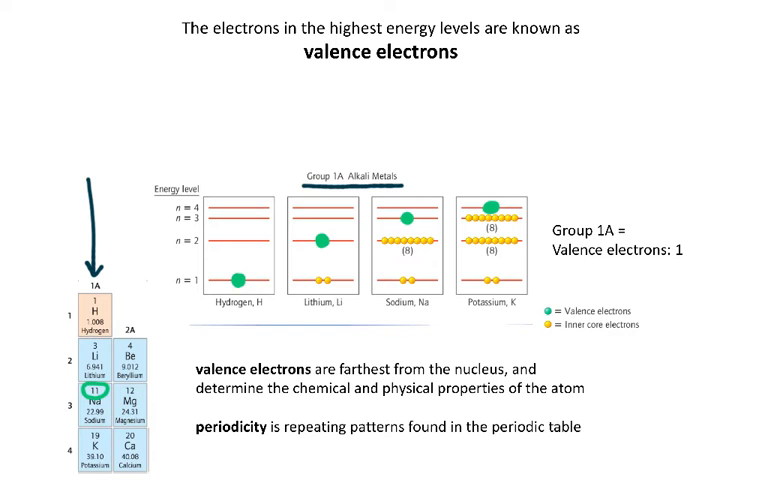So we sense a pattern, right? Group 1A has one valence electron. That makes sense, because it's the start of a new row, so we're putting electrons into a new energy level. This is an example of periodicity, which is repeating patterns found in the periodic table. We talked about why these groups are grouped together, and one of the big things is that they have the same or similar electron arrangements and the same number of valence electrons.